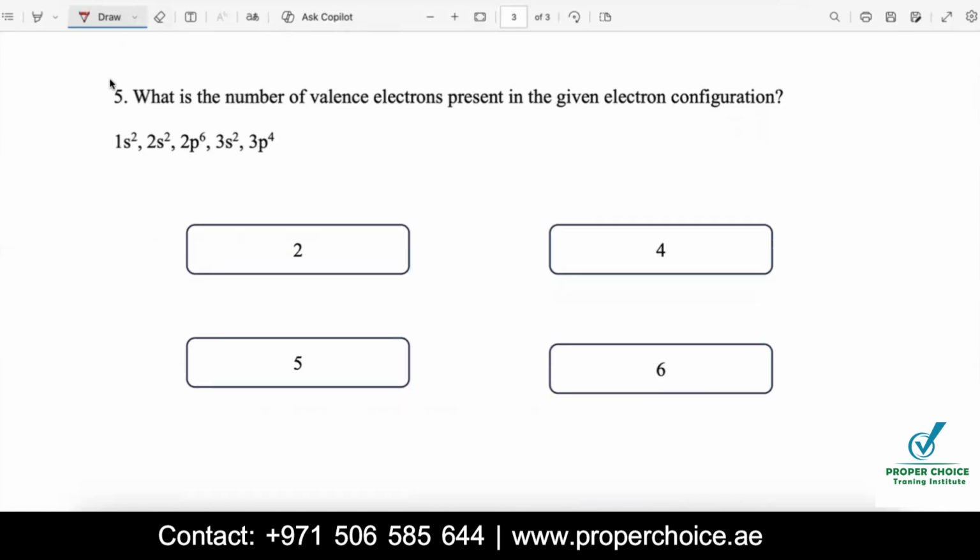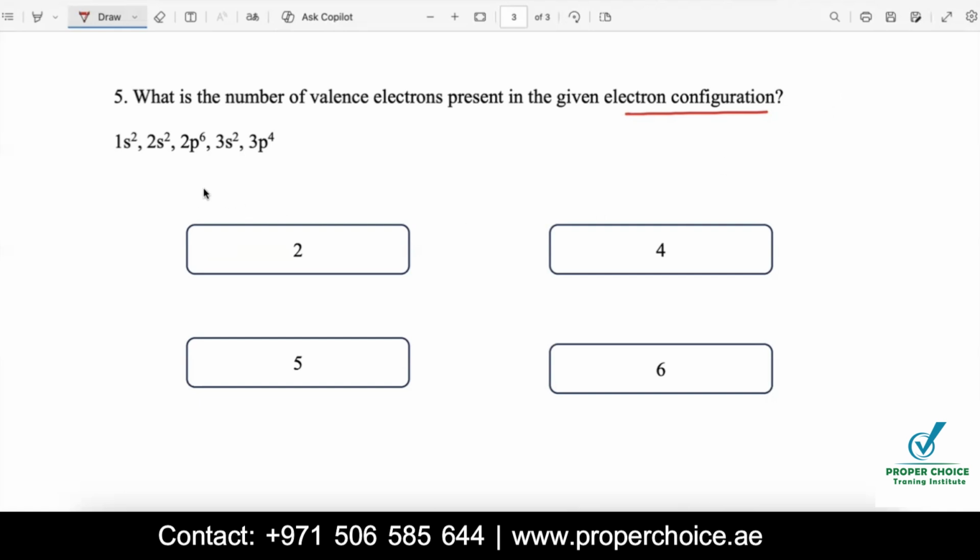Let's do the last question here. The question says, what is the number of valence electrons present in the given electron configuration? Sometimes they do ask you to recognize the number of valence electrons. So what are valence electrons, by the way? Valence electrons are the electrons present in the outermost shell. While writing the electron configuration, electrons present in the outermost shell are called valence electrons. That outermost shell might have s orbital, p orbital, d, f, regardless. In the outermost shell, how many valence electrons are there? That is what I have to select.